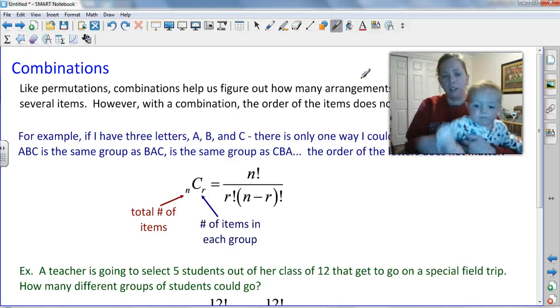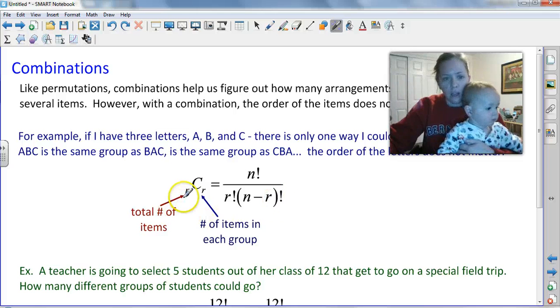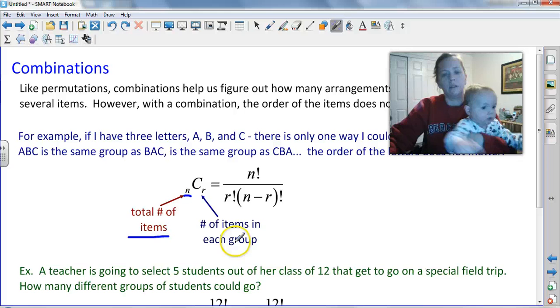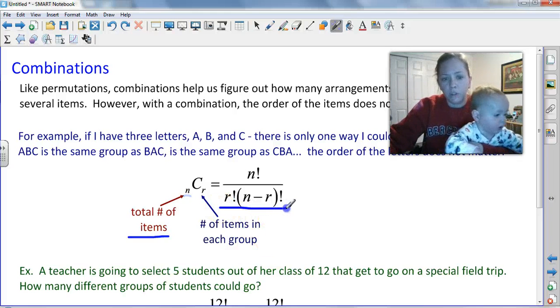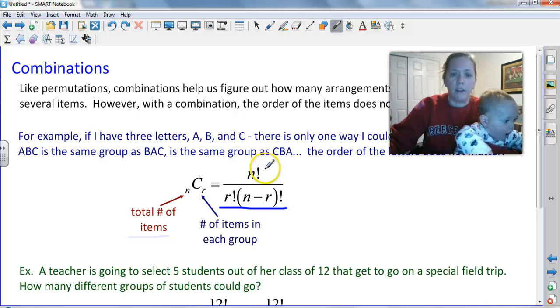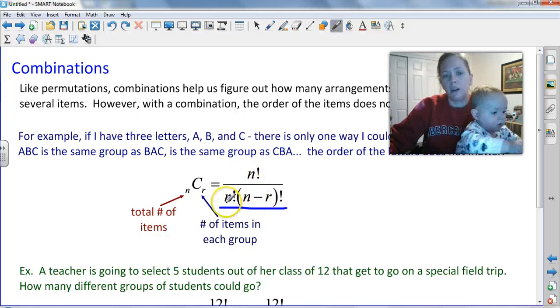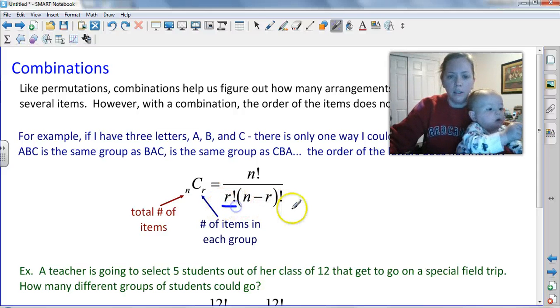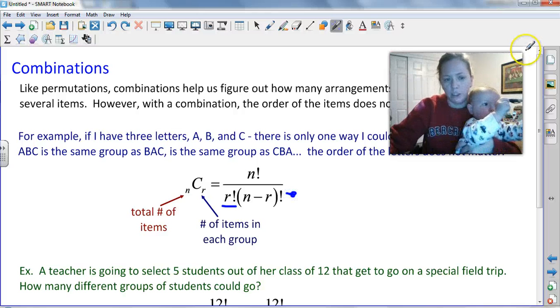So when we do a combination, looking at our formula, N represents the total number of items. And again, R represents how many items go in each group. The formula is slightly different for a combination because you're going to have N factorial divided by R factorial times N minus R factorial. Some formula sheets will put this R over here on this side of the formula, but it doesn't matter because it's all multiplication.